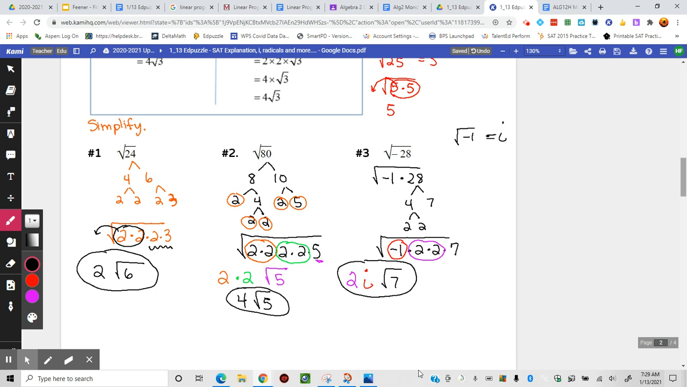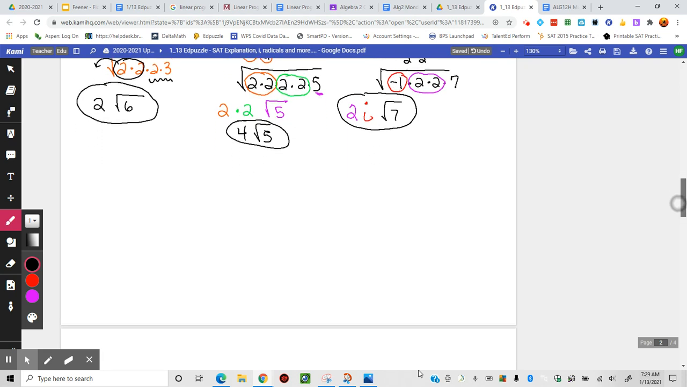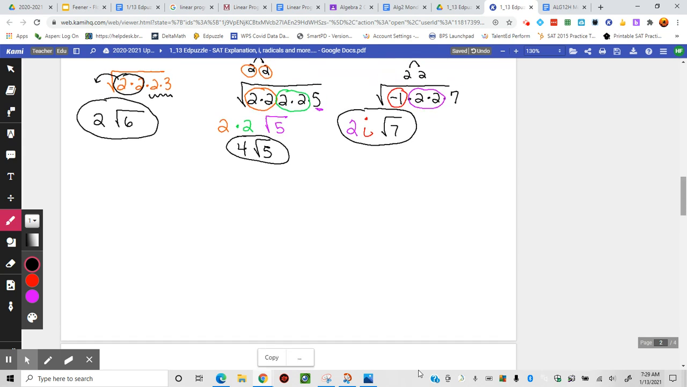Okay. All right, let's try a couple more problems. This answer key will be on Google Classroom, so if you need to go back and look at the steps, you certainly can. Or you can pause the video, whatever you need to do.